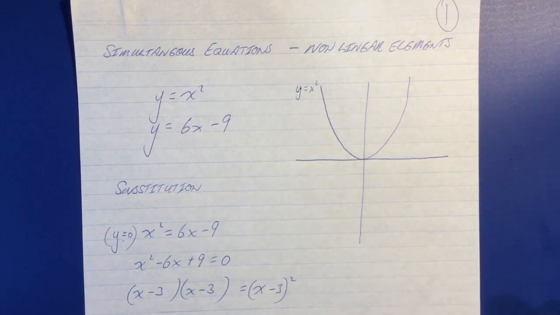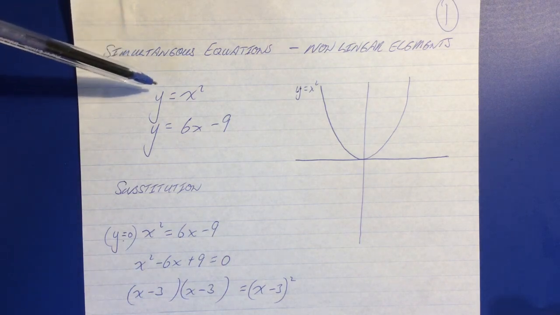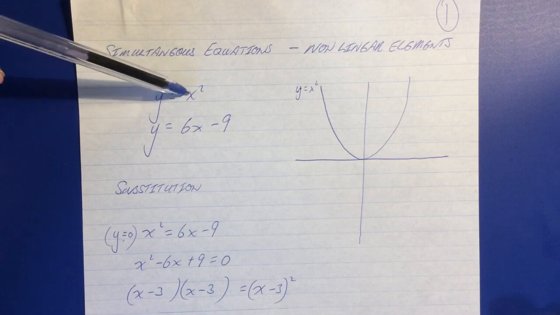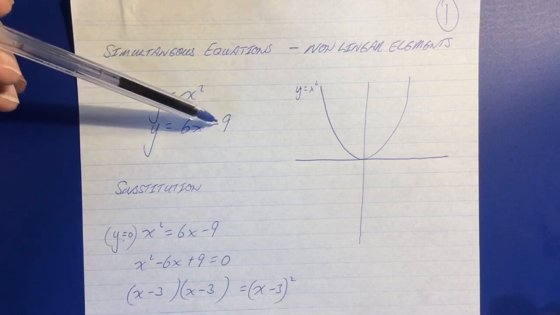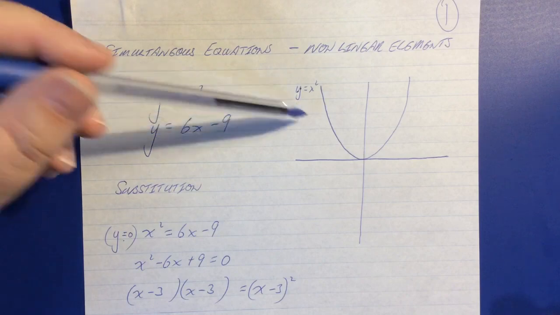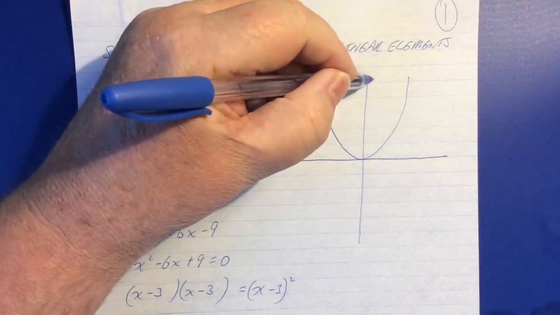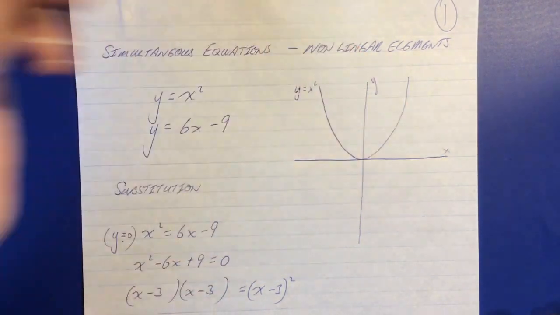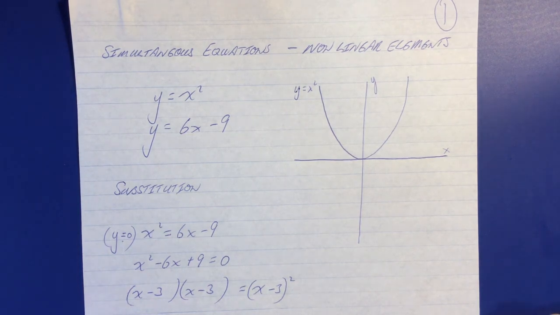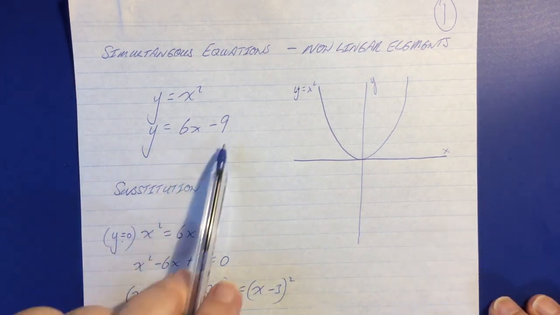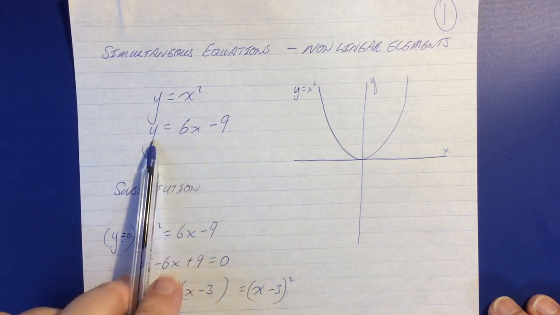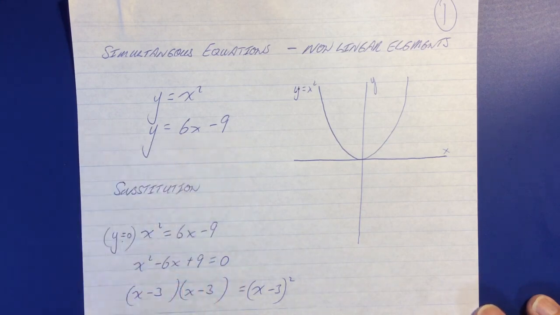And today we're looking at more simultaneous equations. We're looking at ones where there are non-linear elements. And we have an example here: y is equal to x squared, y is equal to 6x minus 9. And I've drawn x squared in on my rudimentary Cartesian plane. We'll come back to what this graph looks like once we've done some working.